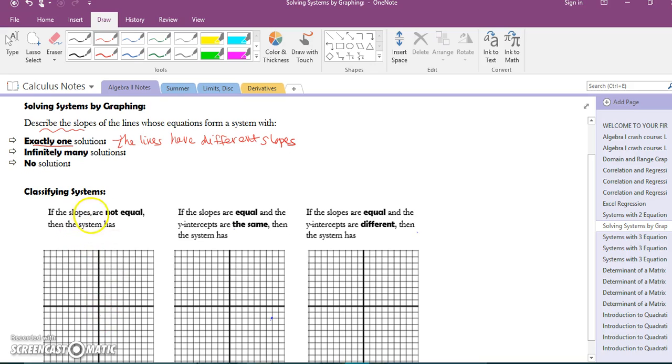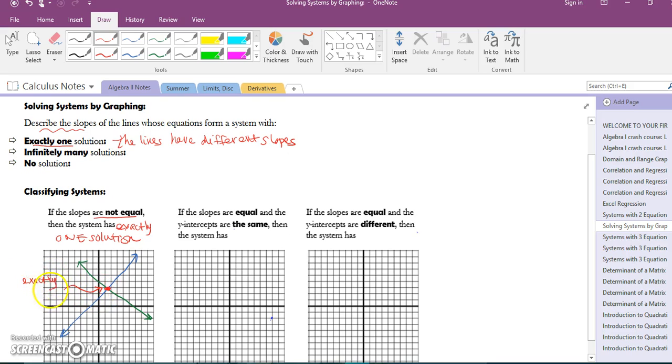And what that would look like here, so if I classify the system, you're going to learn 3 new vocab words here. If the slopes are not equal, like we said right here, they have different slopes, then the system has exactly one solution. And what that would look like, if I do my best here drawing, really is just any 2 lines that have different slopes. And one could be positive, one could be negative. They could both be positive or negative, as long as they only intersect at exactly one point. And wherever they intersect, that is the solution to the system.